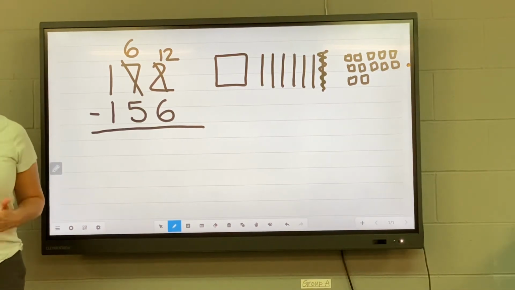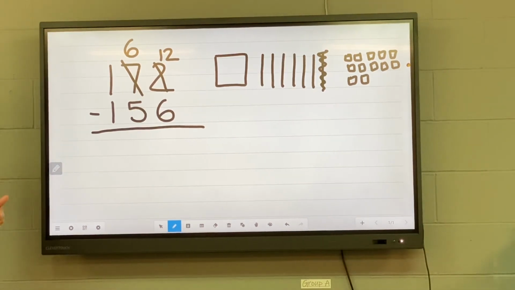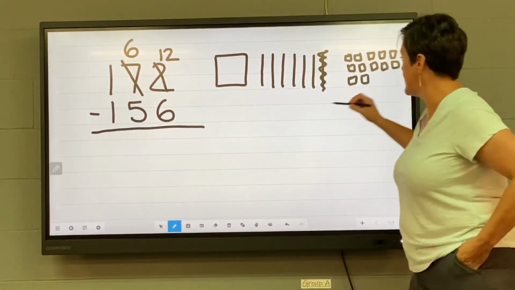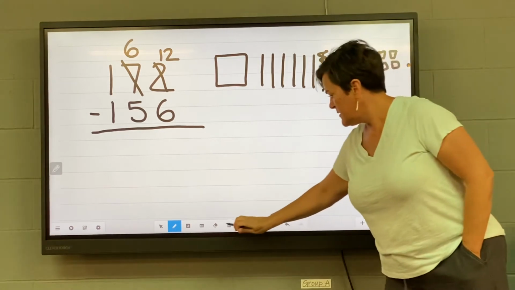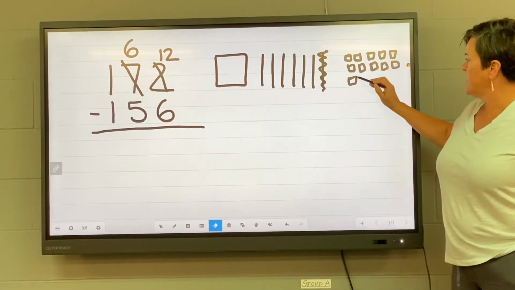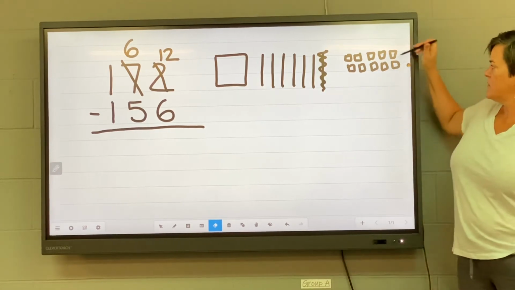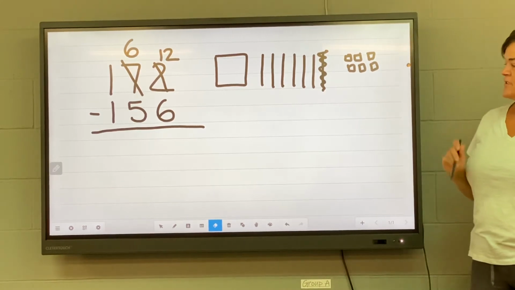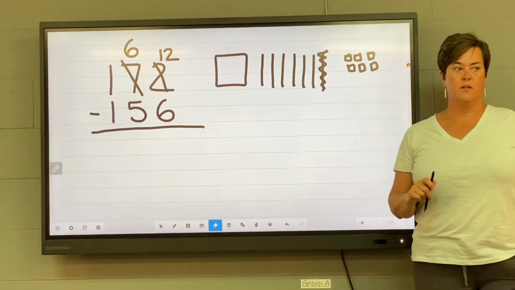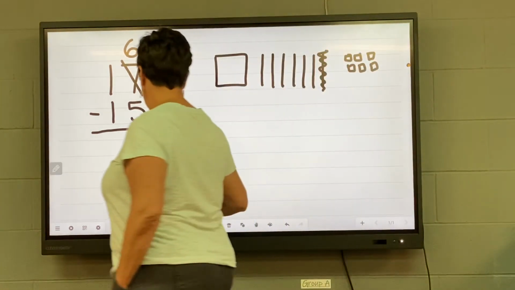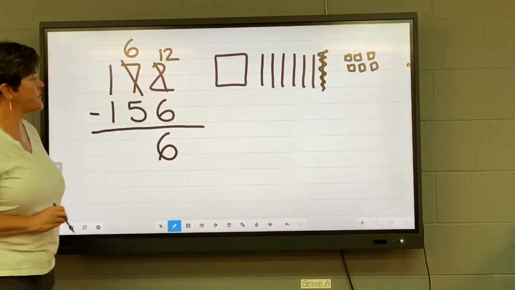Am I good to subtract now? All right. So if I take away 6 ones, let's get rid of them like this. 1, 2, 3, 4, 5, 6. What do we have left for ones? We have 6 ones left.